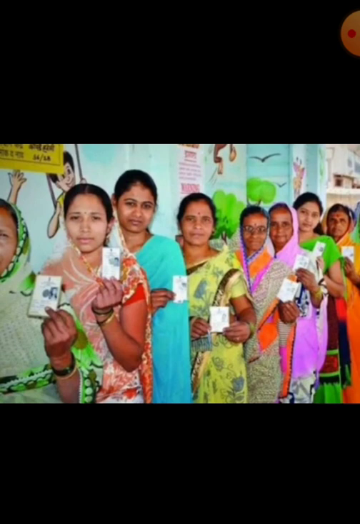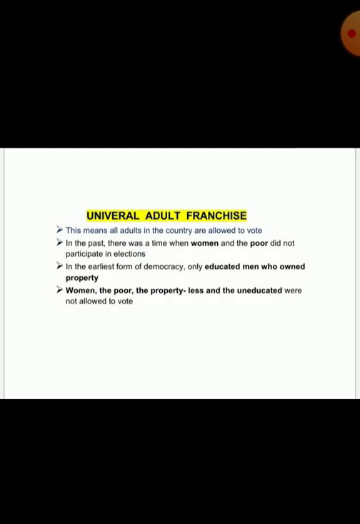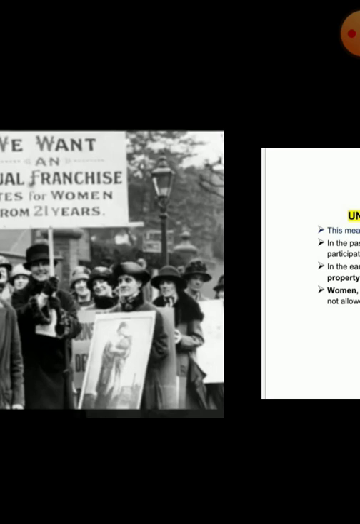One essential of democracy: universal adult franchise. This means that in the country all adults are allowed to vote. In the past, there was a time when women and the poor did not participate in elections. In the earliest form of democracy, only educated men who owned property had the right to vote. Women, the poor, the propertyless and the uneducated were not allowed to vote.